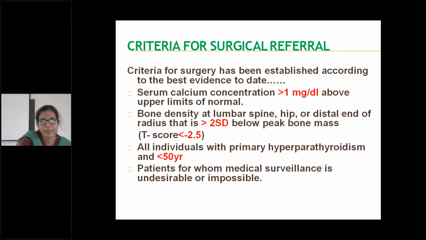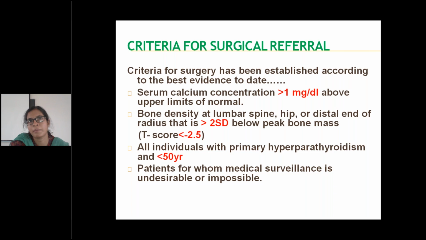The criteria for surgery are a serum calcium concentration greater than 1 milligram per dL above the upper limit of normal. These are the criteria. If the patient has all these criteria, then you have to go for surgery in hyperparathyroidism. If it is hyperparathyroidism caused by parathyroid adenoma or malignancy, then you have to go for surgery. A serum calcium concentration more than 1 milligram per dL above the upper limit of normal.